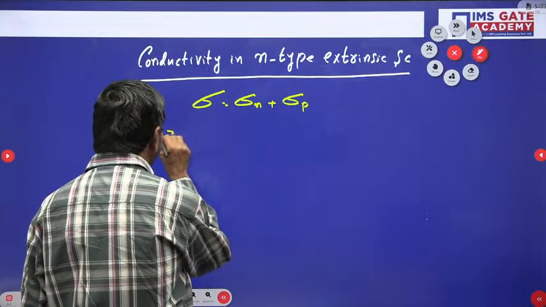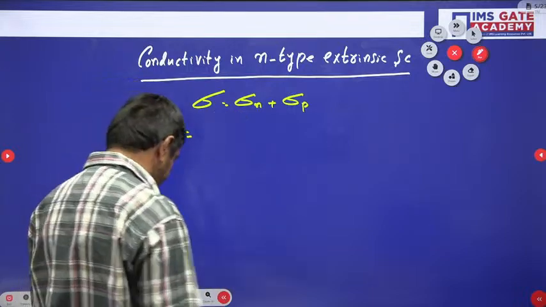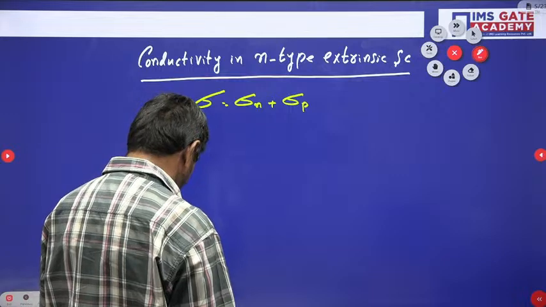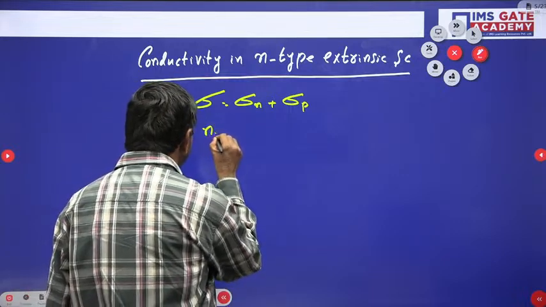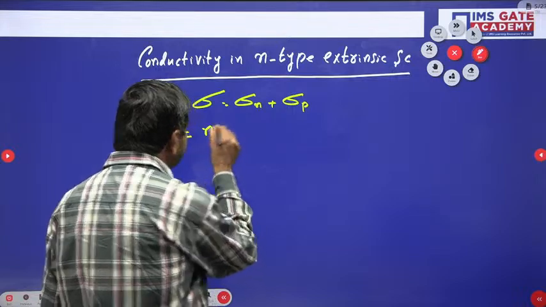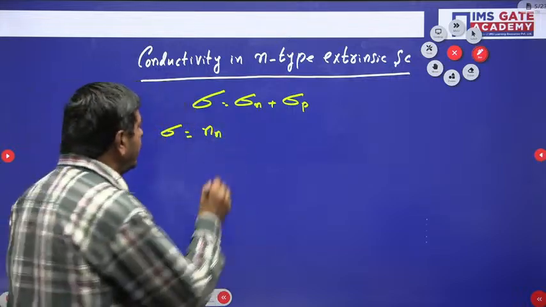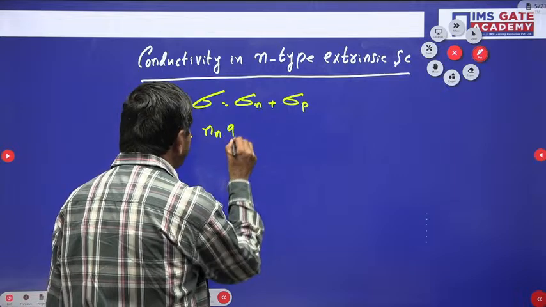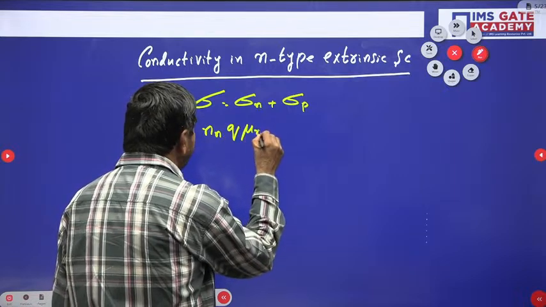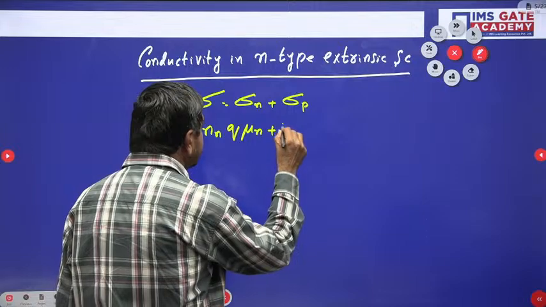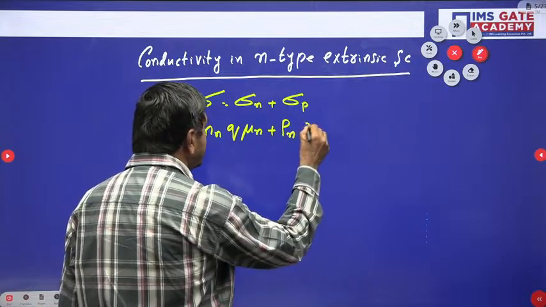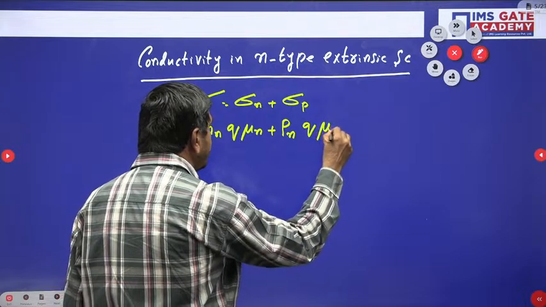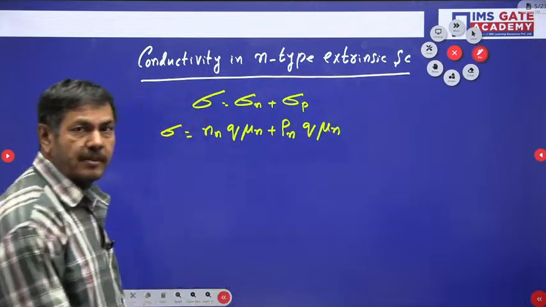So sigma, I can write, sigma n, we already know the formula: Nn into Q into mu n, where Nn means electrons in the n-type extrinsic semiconductor, plus the number of holes in the n-type extrinsic semiconductor into Q into mu p.